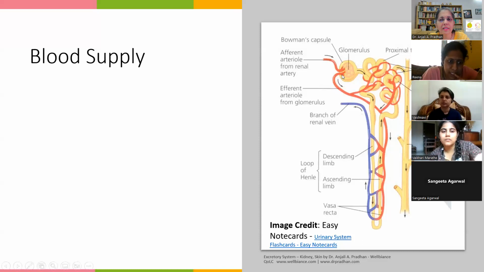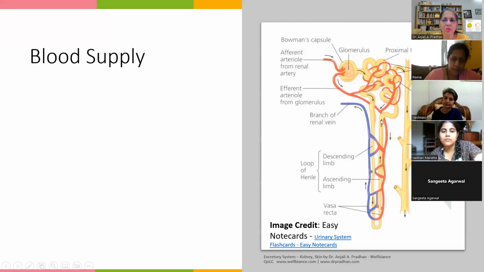Vasa recta: see this efferent part, the efferent arteriole, which continues down. It descends down along with the loop of Henle. This is the tubule and this is the loop of Henle. This is descending and this is ascending. So this is the vasa recta.